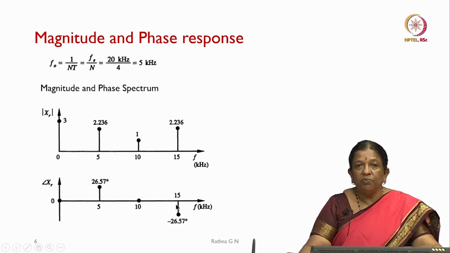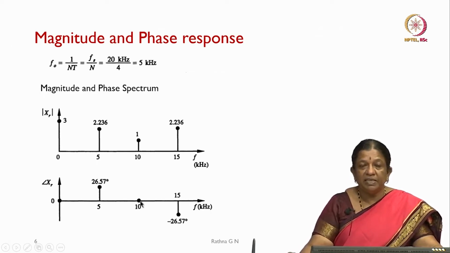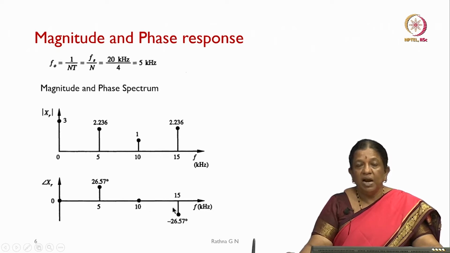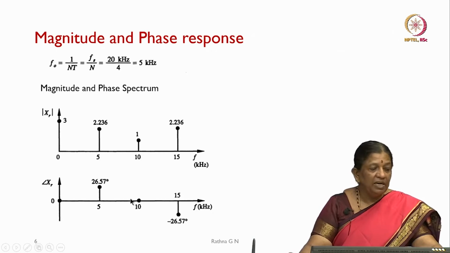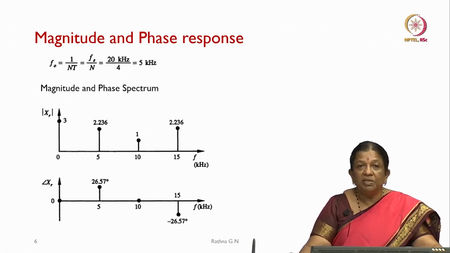We have calculated our angle also, and at these frequencies you put the angle. The first one at 0 is 0, and here we have 26.57 degrees, then at 10 kilohertz we have 0, and at 15 kilohertz it has minus 26.57 degrees. This is how you can do it manually. We will see in the lab how we can compute our magnitude and phase spectrum using either MATLAB or Code Composer Studio in C language.